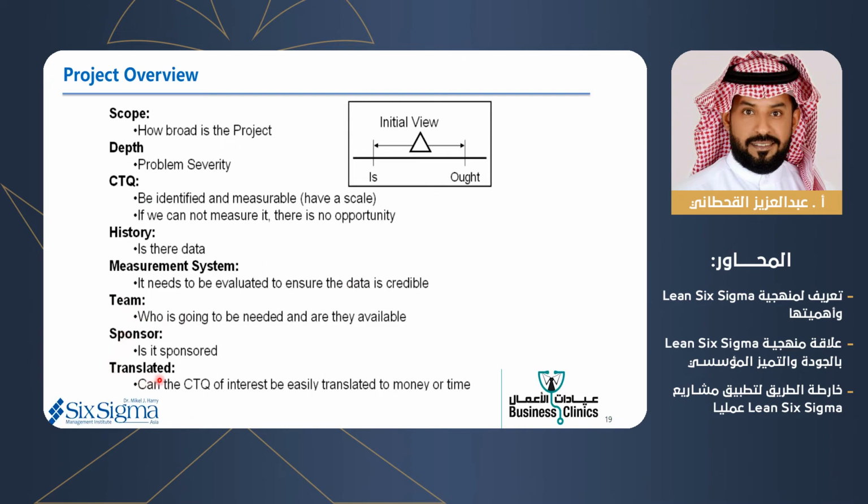And finally, the CTQ can also be translated into money. For example, the quality of a spec can be calculated in a way to understand the money losses, or maybe time losses if that is the value. So always we will look at the value from the customer perspective.